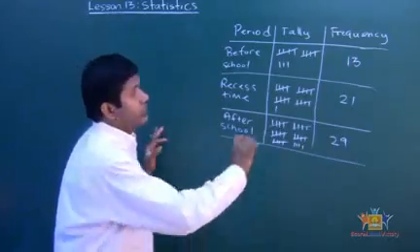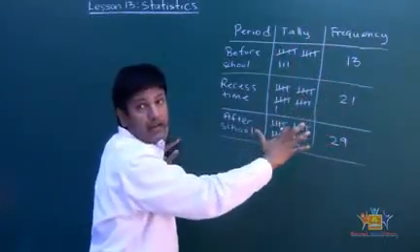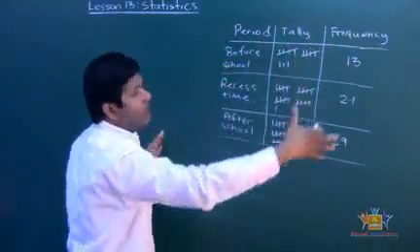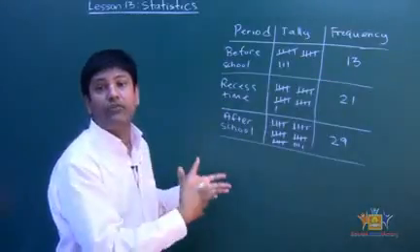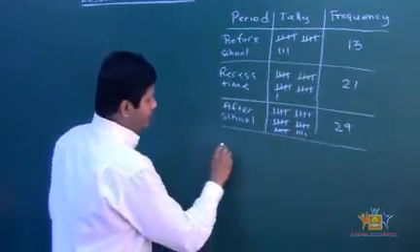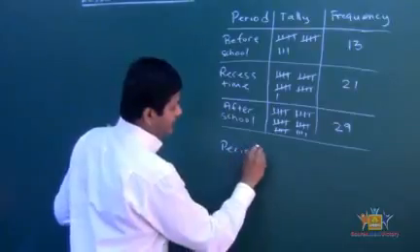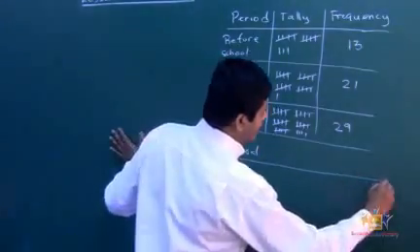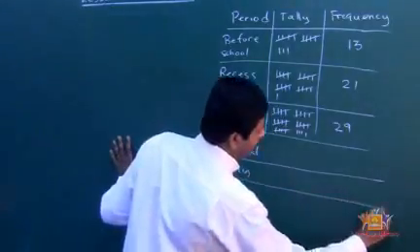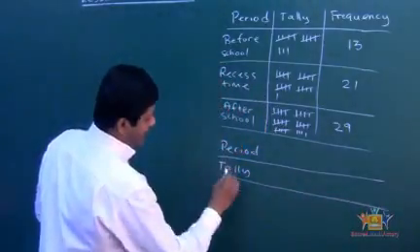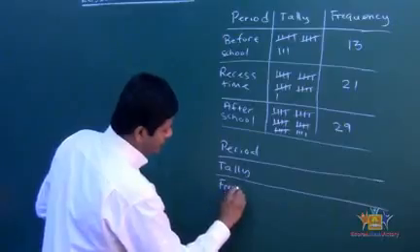As you can see, the data has been collected in the form of columns, set up in a column table. Now you can also set up the table in the form of rows. What I mean by rows is you put the period on this side, then you put a straight line, and the next one will be the tally, then put a line like that, and then you put the frequency, okay? Frequency.